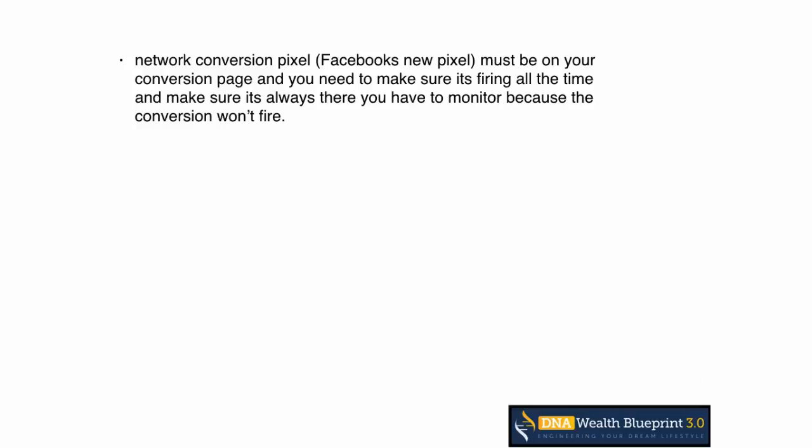Okay? So to set all this up, you've really got to make sure that your network conversion pixel, the new pixel on Facebook, is on your conversion page, the page that you're tracking to get your conversions. And you need to make sure it's firing all the time. A lot of times the Facebook pixel doesn't fire or it misfires, and you want to be able to make sure you have a redundancy set up. You need to monitor this, because if your conversion pixel doesn't fire all the time, well, what's going on with your ad spend, right?